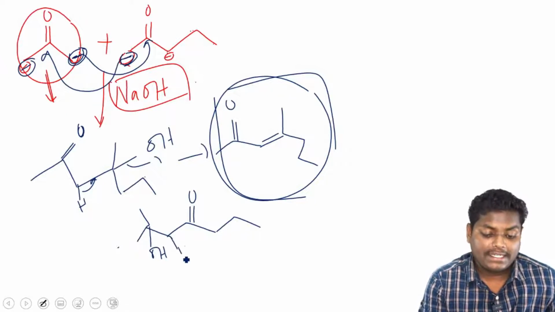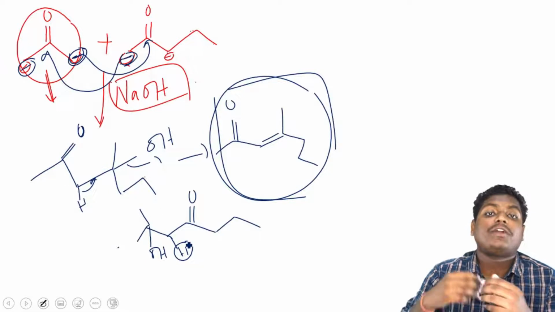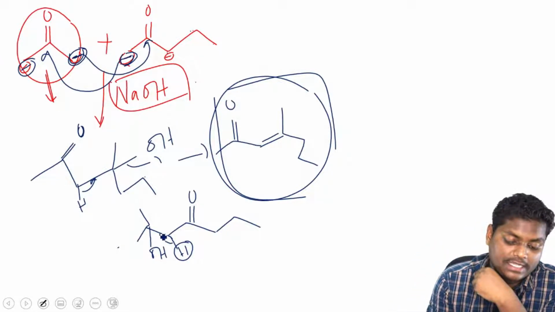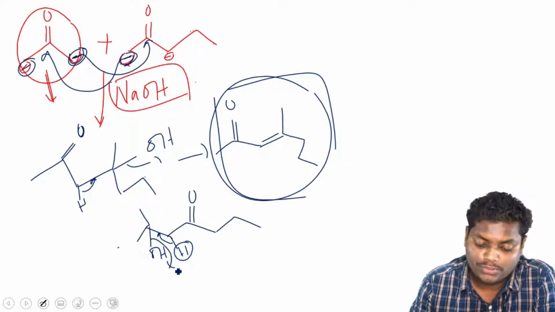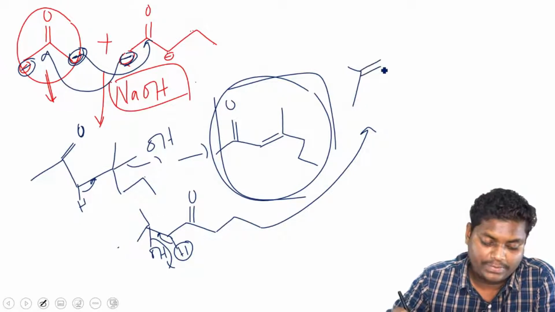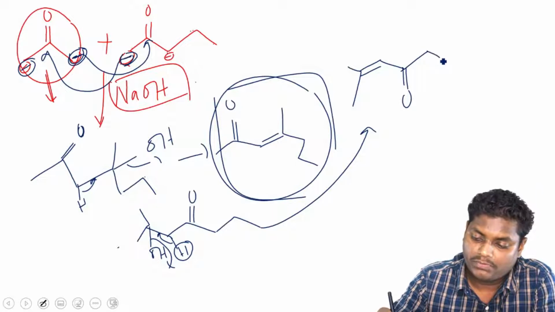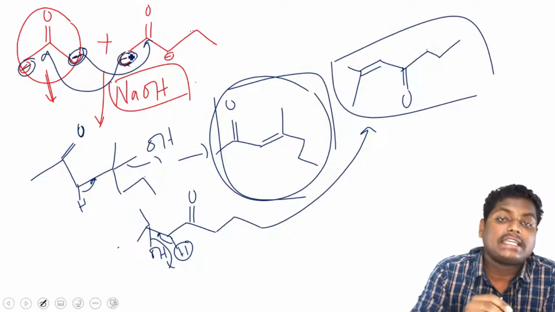Now, as I have already said, this proton, since it is alpha to the carbonyl group, is more labile, so it can easily go. So this H will go, as water. So water is basically released and a double bond is formed. So from this we'll be forming this compound, if this carbanion is getting formed.